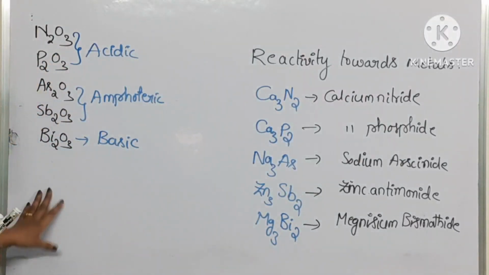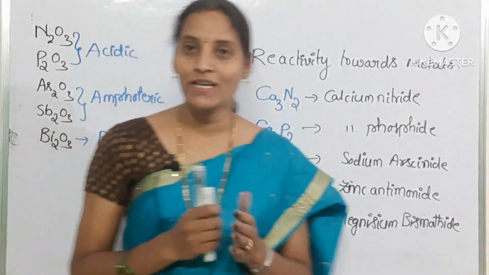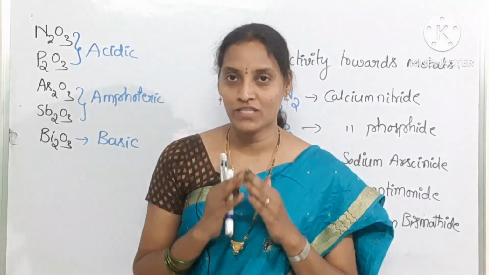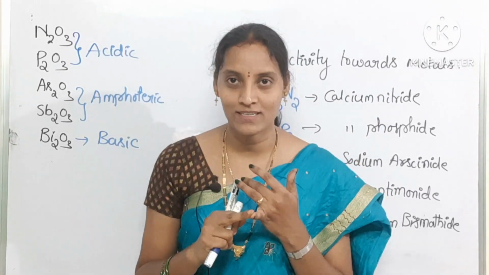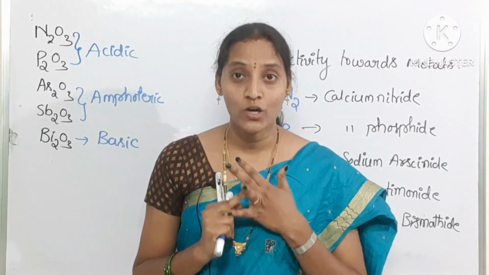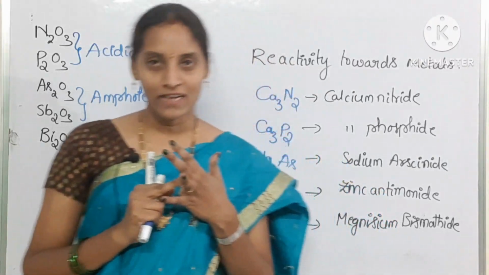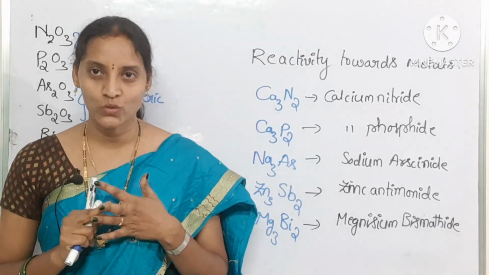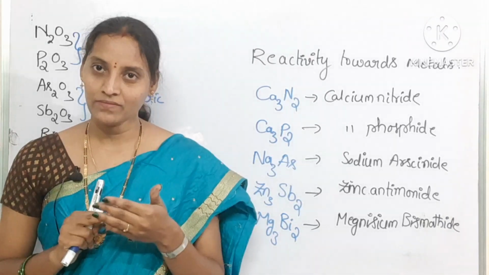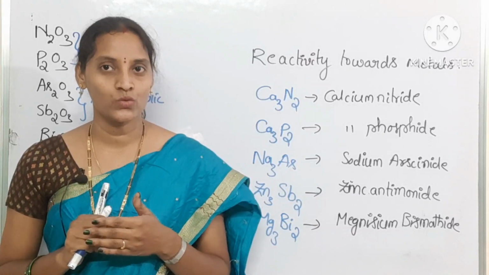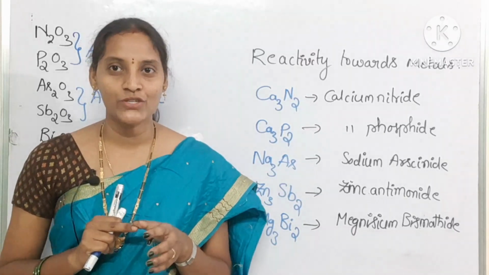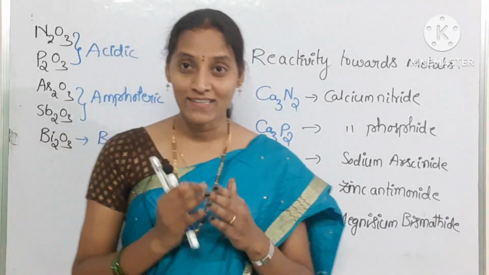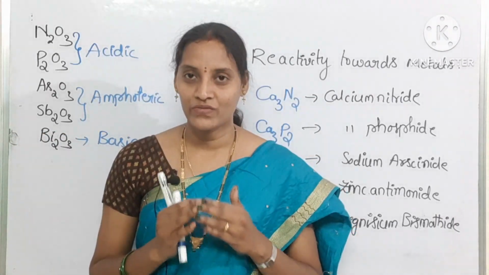Okay, this is about the chemical properties of 5A group elements. First we discussed oxidation states. Second, anomalous behavior of dinitrogen. And third, reactivity towards hydrogen, oxygen, halogens and metal atoms. I think you understood this lecture.